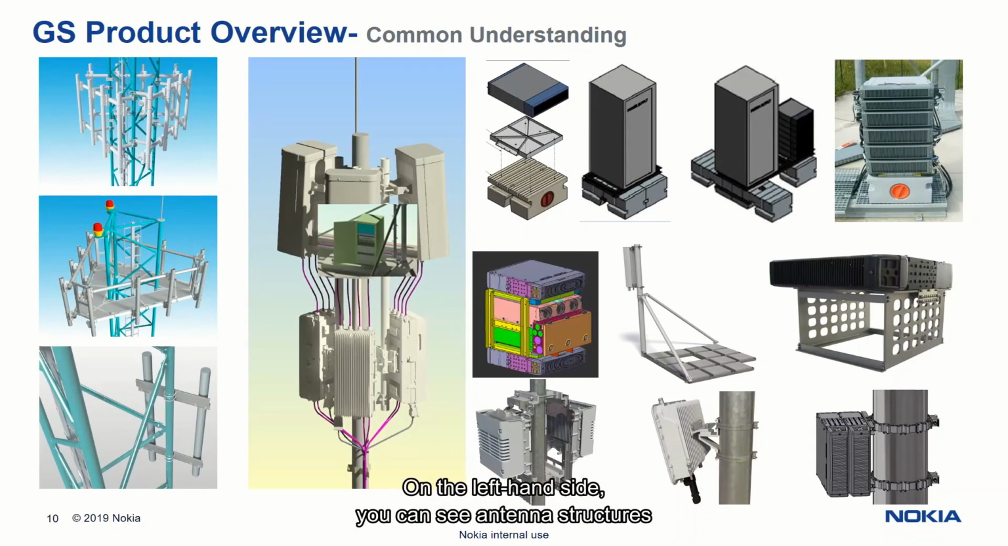On the left-hand side, you can see antenna structures in the towers and in the poles. Then, on the right-hand side, you can see different types of plinths for the outer cabinets for the Flexi modules. And at the bottom, you can see the elements fixing the radios and the base station modules to the towers and poles. These are all included in the Nokia portfolio.